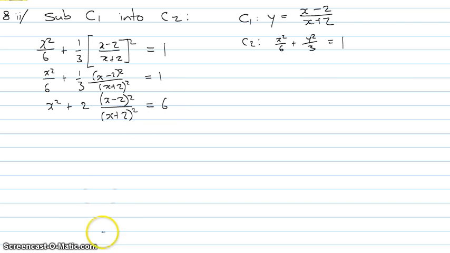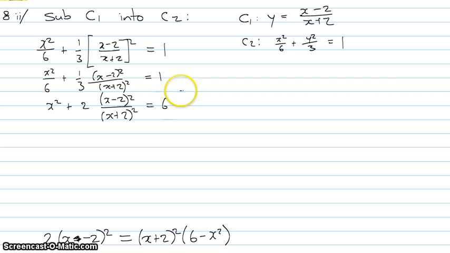Now, at this stage I want to look at what I want to end with, which is 2 times (x minus 2) squared equals (x plus 2) squared times (6 minus x squared). Now I see I've finally got an opportunity. I've got my x minus 2 times 2, that's this part in here. I've got my x plus 2 squared, that's down the bottom at the moment, but I can get that up quickly enough. Now all I need is the 6 minus x squared.